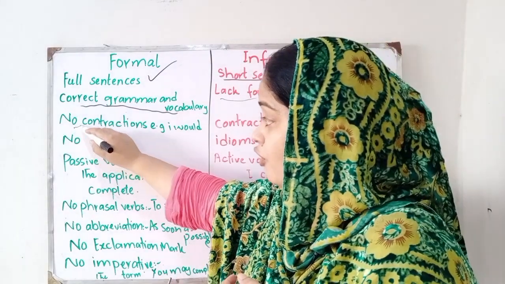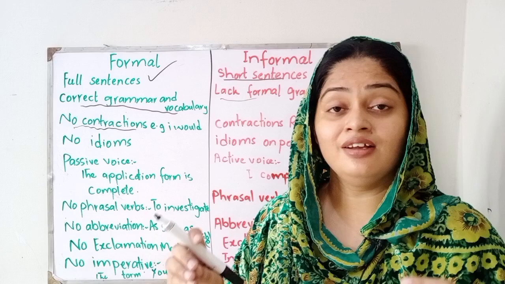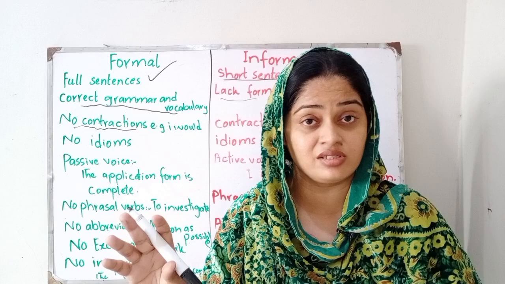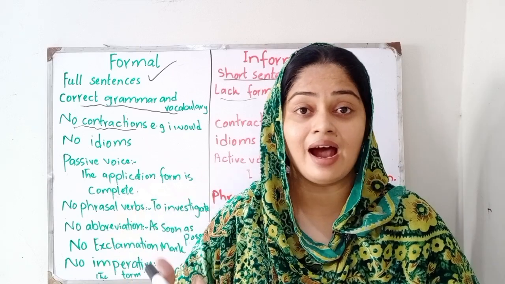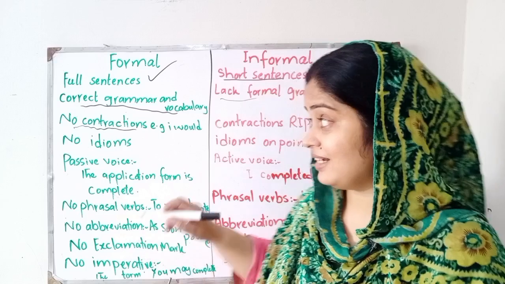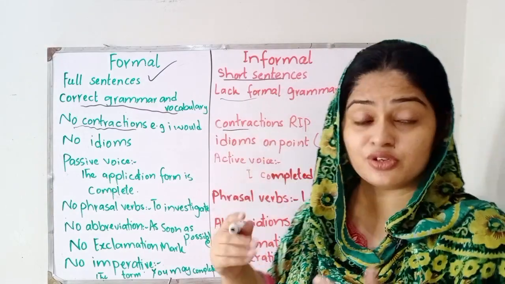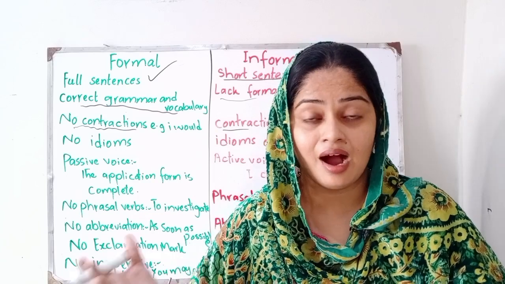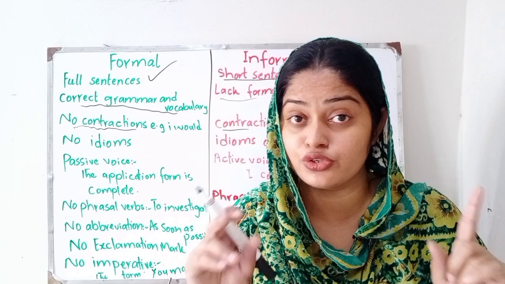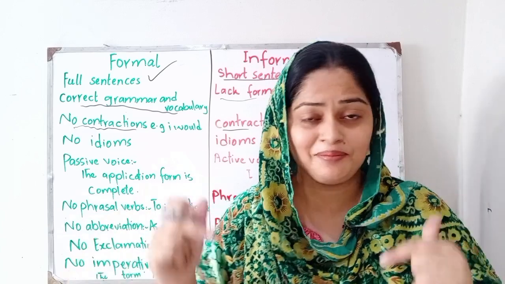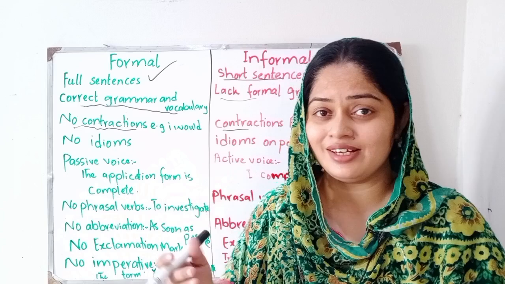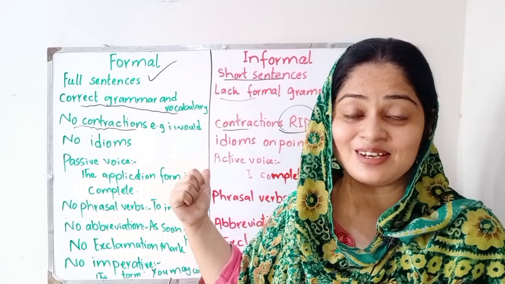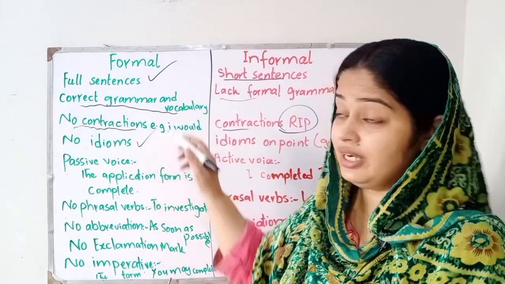Number 3 rule. In formal settings, in formal meetings, you are supposed to use no contractions. Just say I would. But in informal situations, you can use different kinds of contractions like RIP, but you are not supposed to use this RIP in formal English. Let me know in the comment section if you know the full form of this contraction.